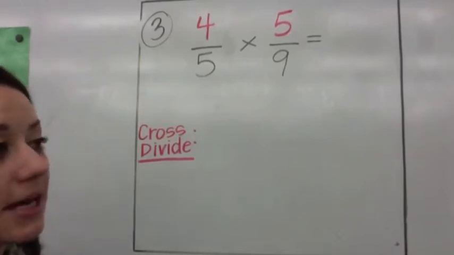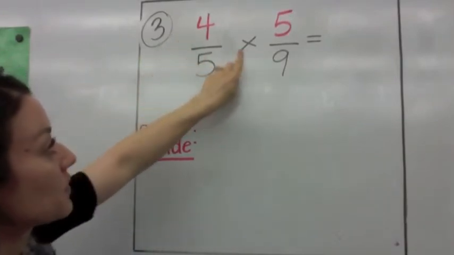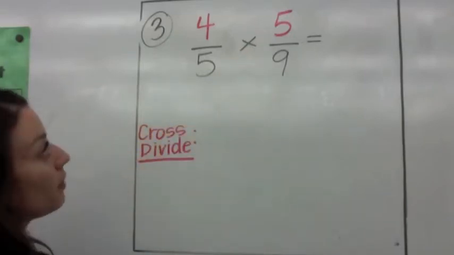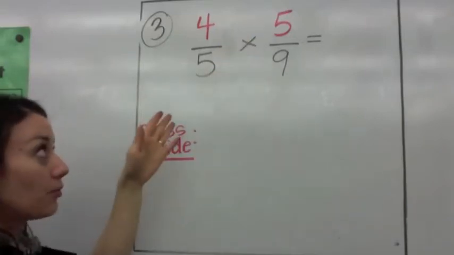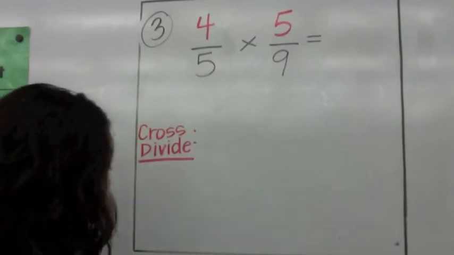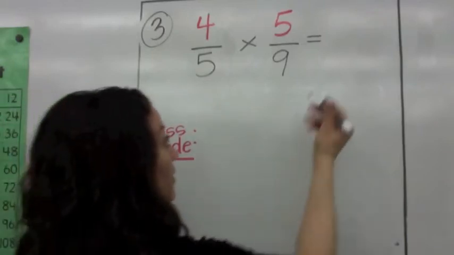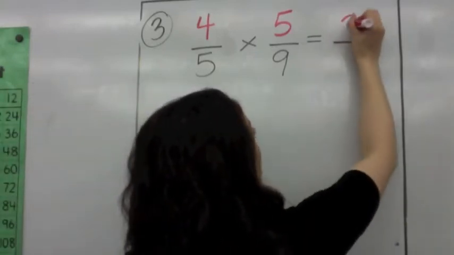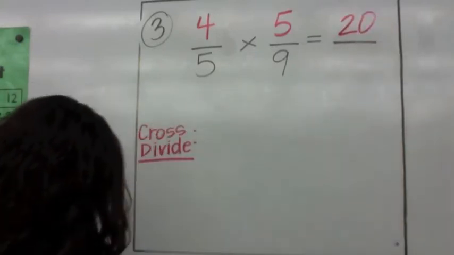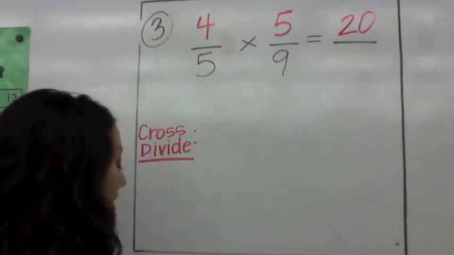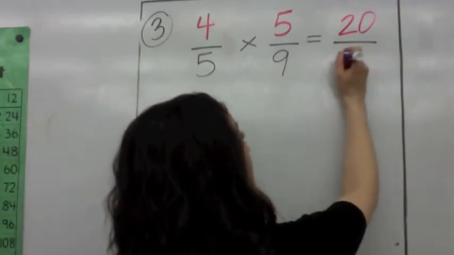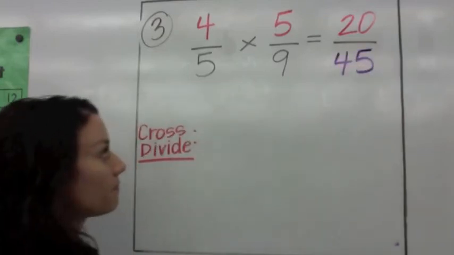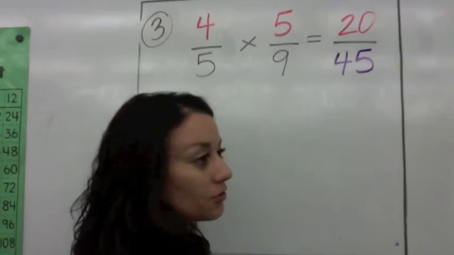Okay, let's do the last example. Write it down. It says 4/5 multiplied by 5/9. So we're just going to multiply across the top, multiply the numerators there in red. What is 4 times 5? 4 times 5 is 20, just like in the last example. What about 5 times 9? It is 45.